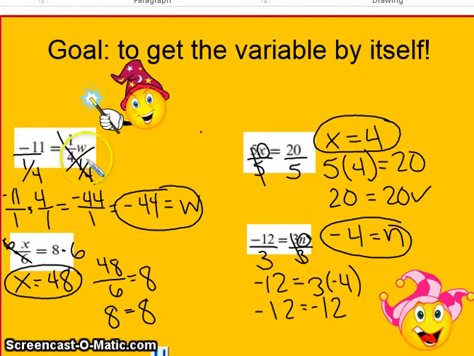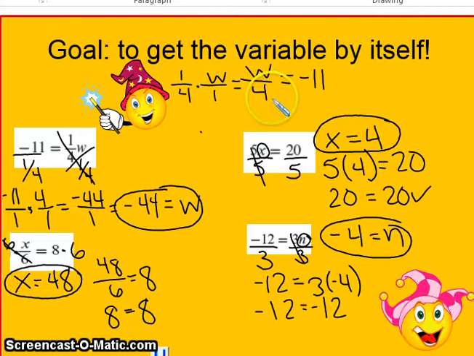Now the other way that I can do this example is, I have 1/4 times w, so I can simplify that. If I have 1/4 times w, and I'm going to write that as w over 1, I can simplify it. 1 times w is w. 4 times 1 is 4. So now I've got w over 4 equals negative 11.